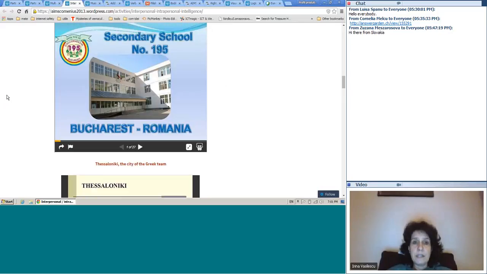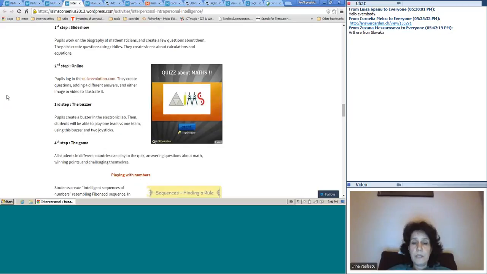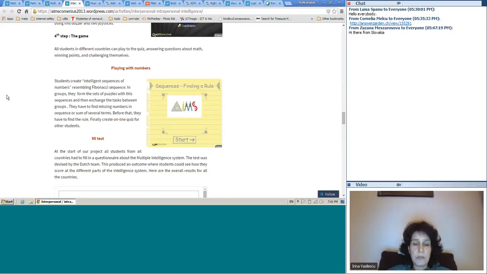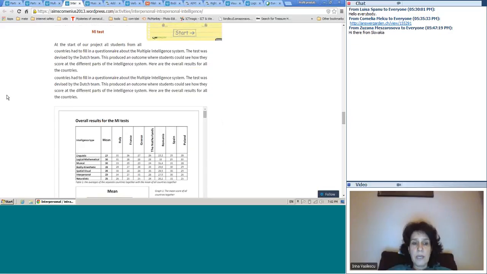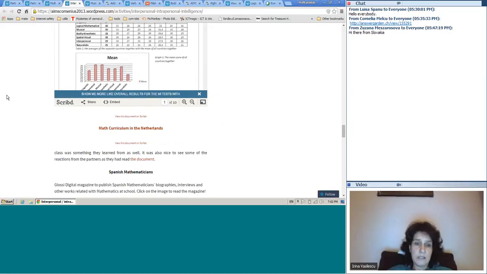They have studied their colleagues' preferences, and made statistics out of it. They have made timelines of math history. And during the meeting in France, they created an online quiz that they have already played together during the meeting. They also created a buzzer that was used during the game, and it was a very involving and a very nice activity. This is the document with the results of the multiple intelligence test that you can see here.